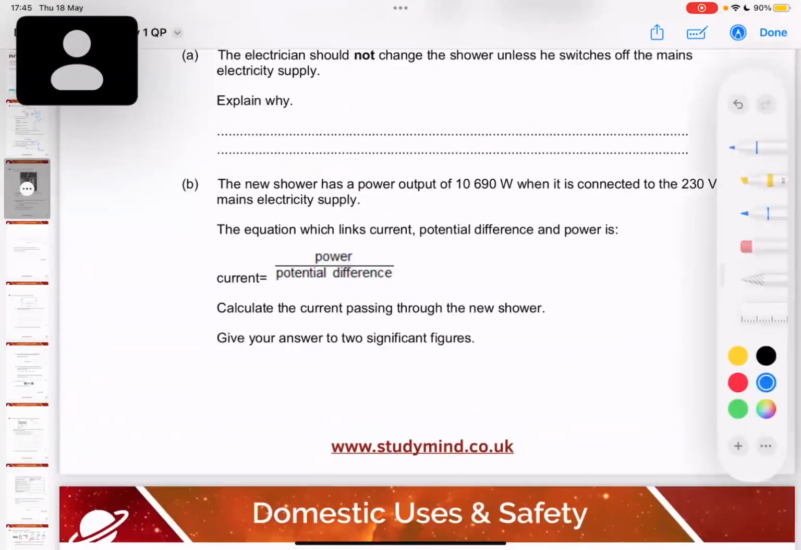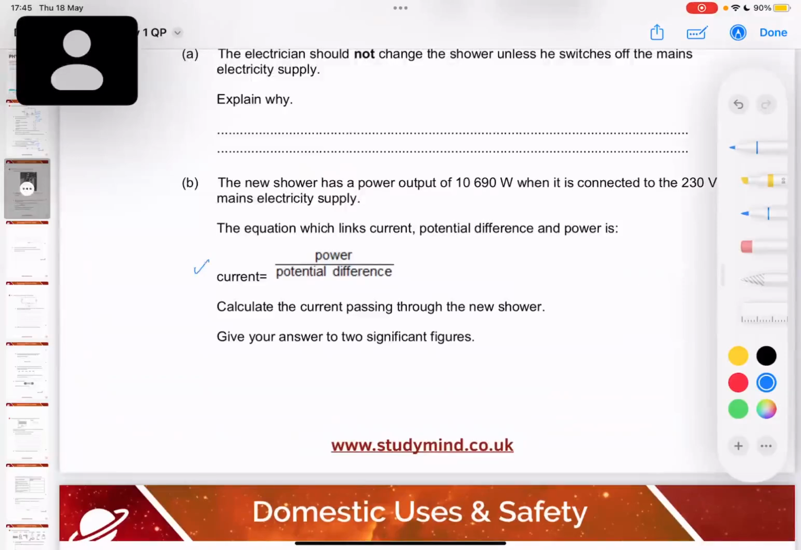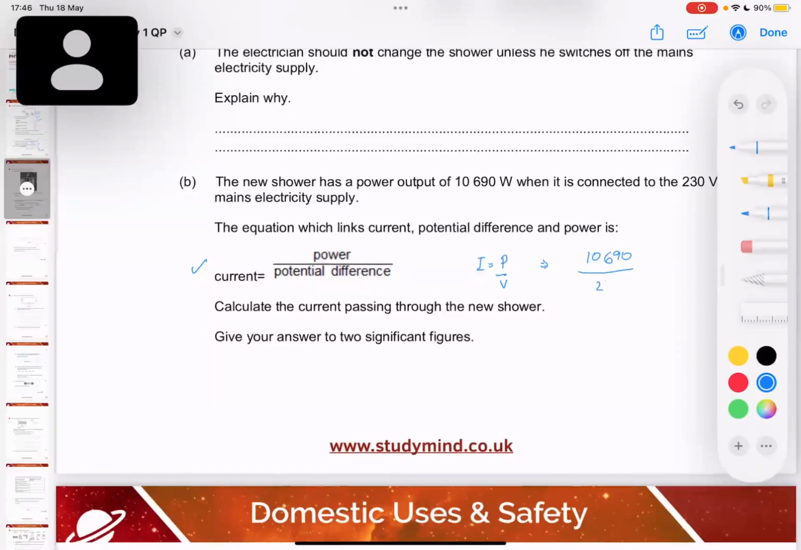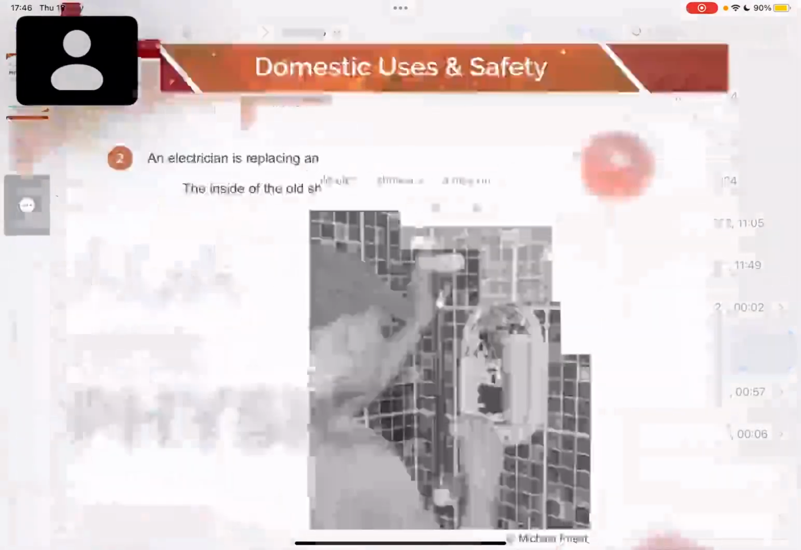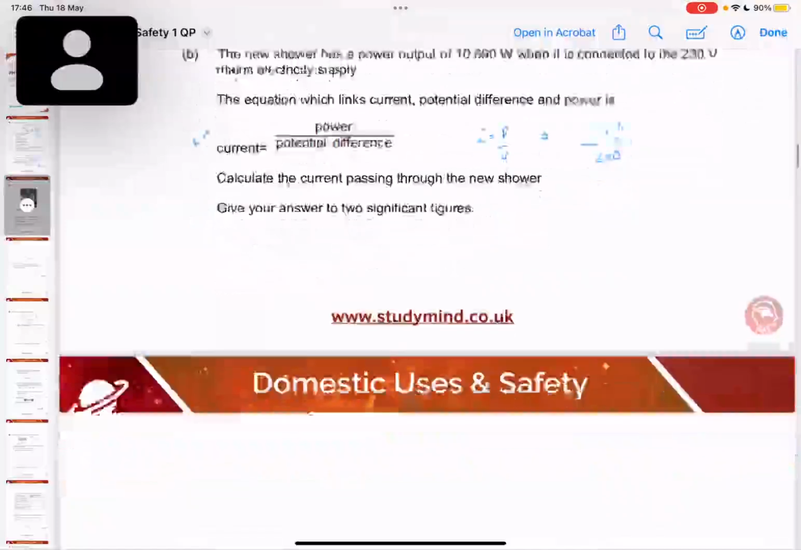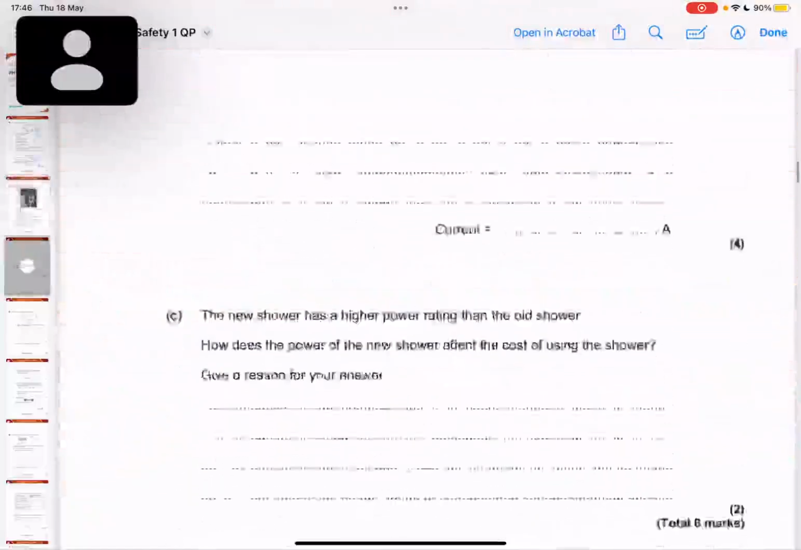So you have your equation that they've given you here. So I is P over V. You want to find the I, so they've rearranged it for you as well. So all you have to do is put in your numbers and put that into a calculator, and then you get your answer. Just remember how many significant figures, because that's what's going to catch people out the most.